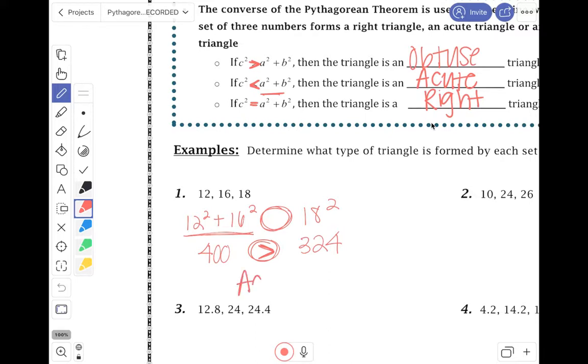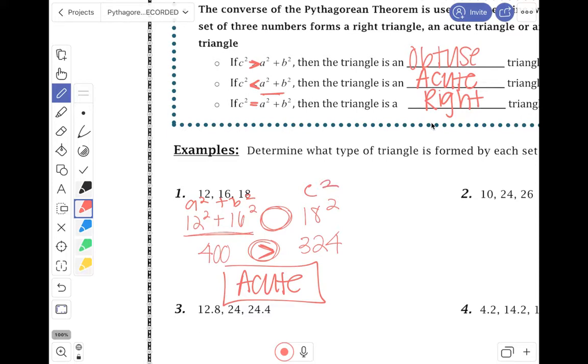And if you're looking at it, I've got it written backwards. They've got their C on the left. I've got my C on the right. So that's why if you're like, oh, it looks obtuse because of the sign, it's because I've got it switched around. This is my a squared plus b squared and c squared. So that's why.